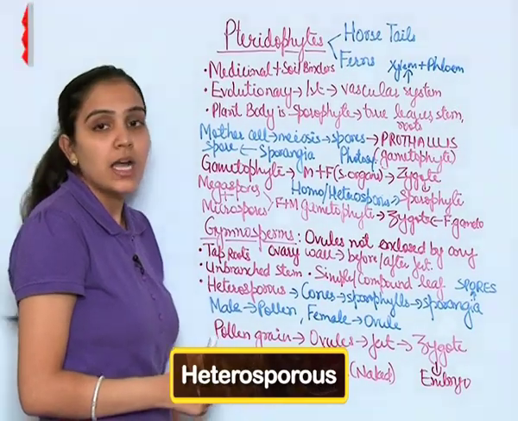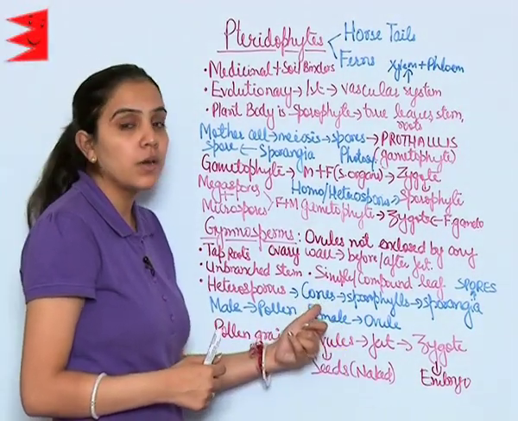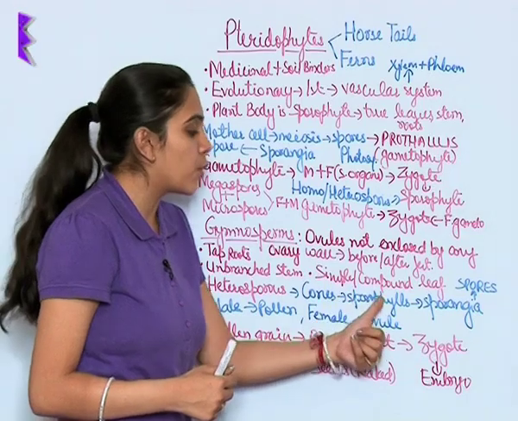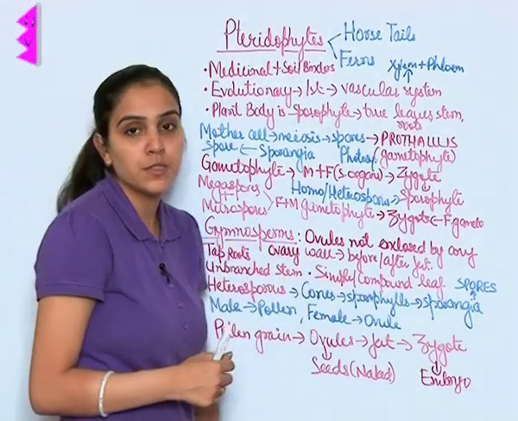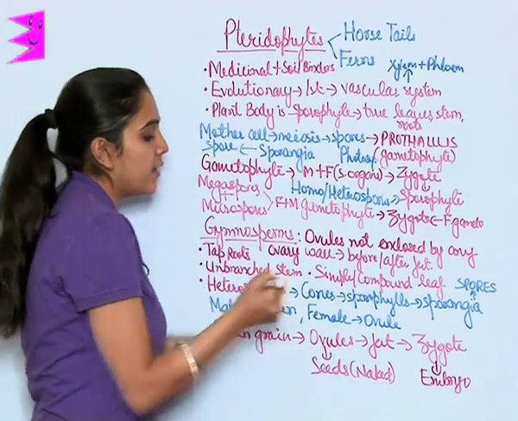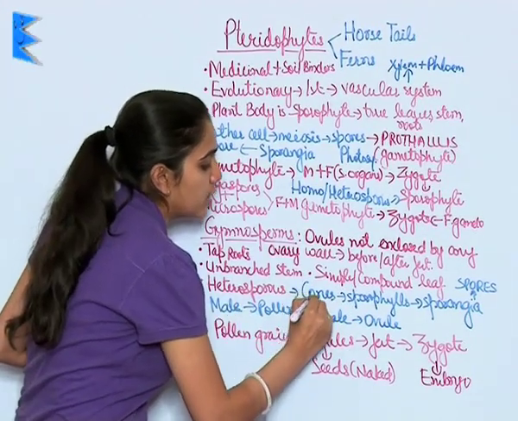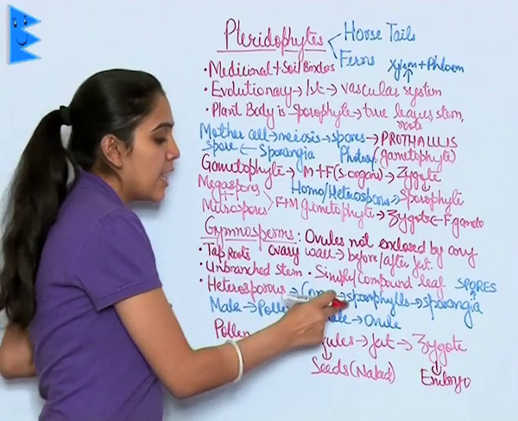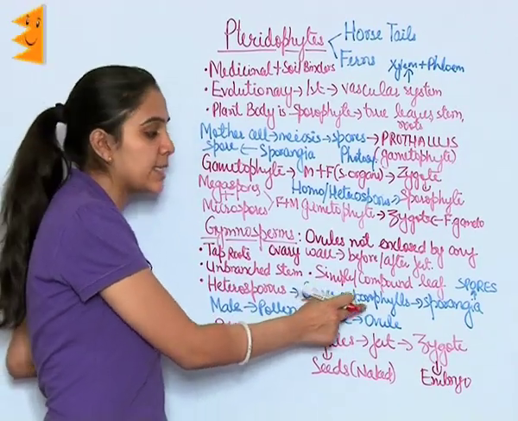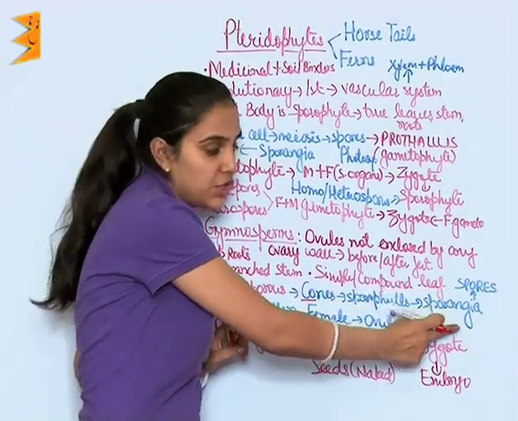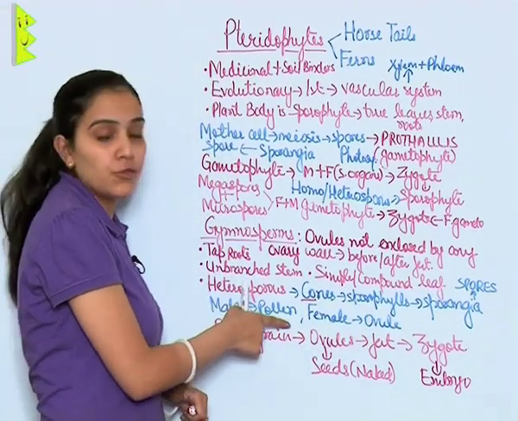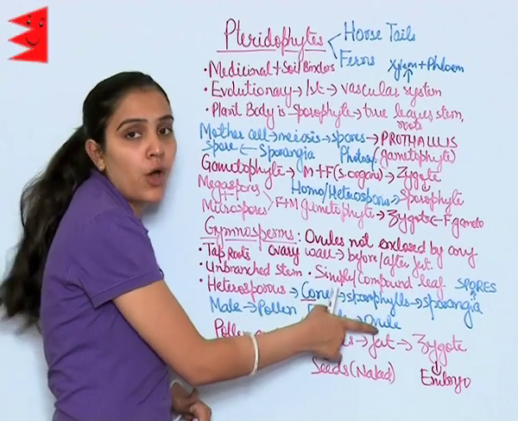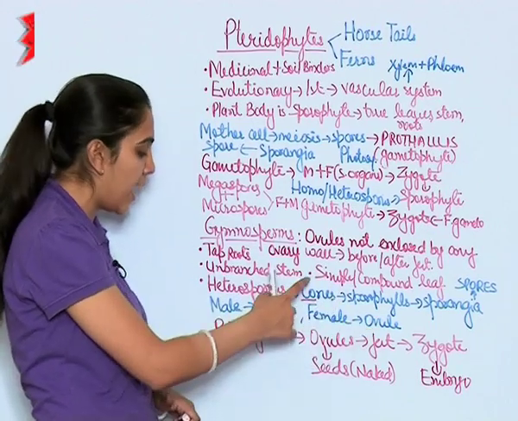These spores are present on cones or strobili on which sporophylls are present, which give sporangia, and thus spores are formed. Male forms pollen and female forms ovule as gametophytes.